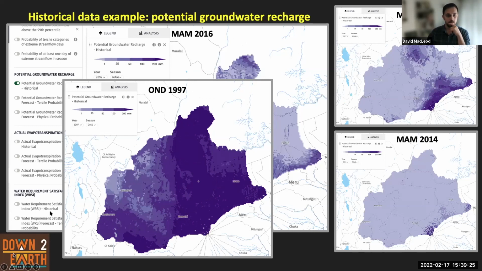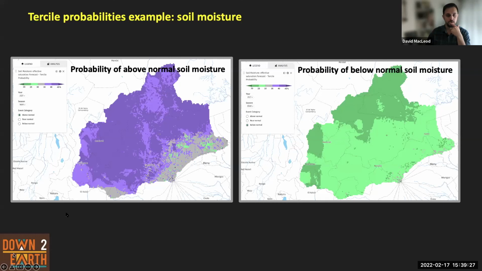Beyond the historical data, we have terciled probabilities. These are what we've seen before. If you click on the tercile probability for soil moisture, you see... I'll just note this forecast is from 2021, from MAM, because this was before we had the live forecast. So this is not the current forecast, but the current forecast is on there once you can get to it.